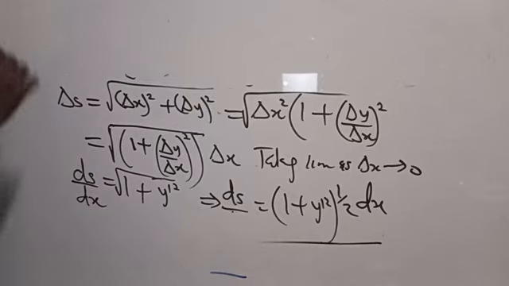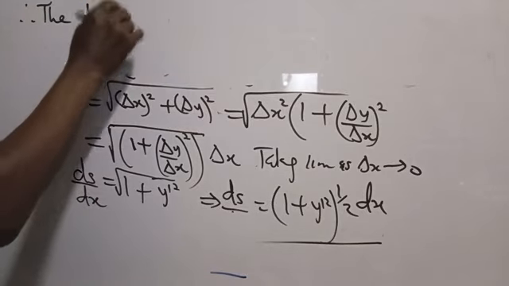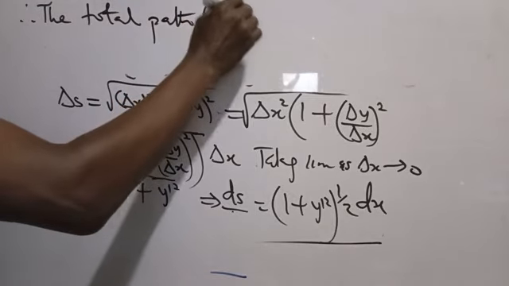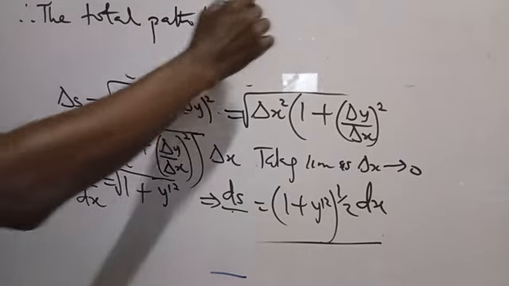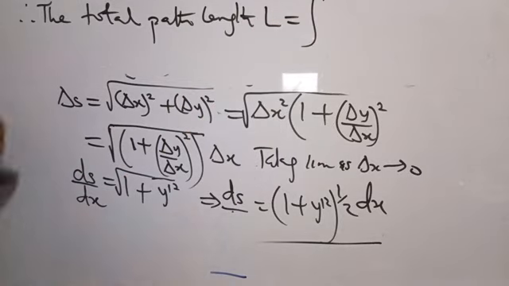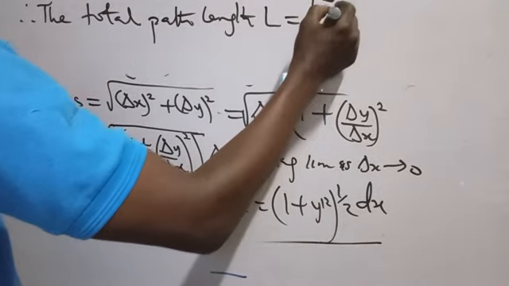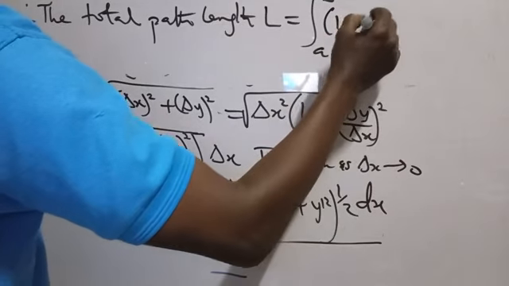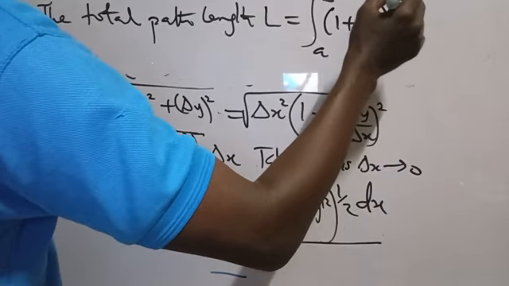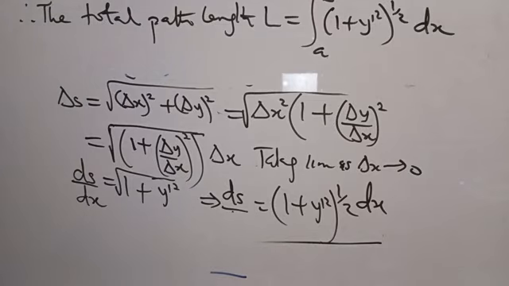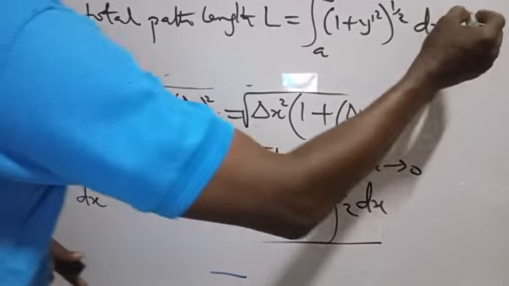What is now the total part length? Let's use L to represent that. L is equal to the integral running from a to b of our ds, which is 1 plus y prime squared, raised by half dx. Yes. Okay, in that case, we have gotten, we can call this one equation asterisk.